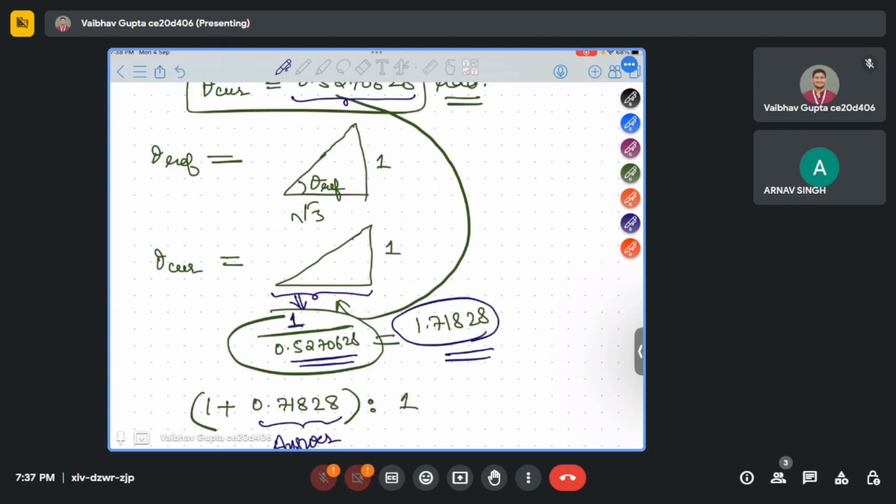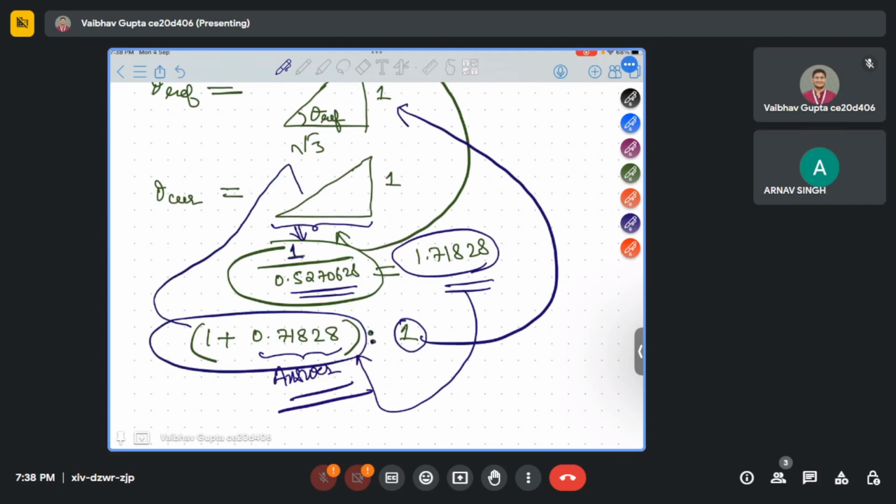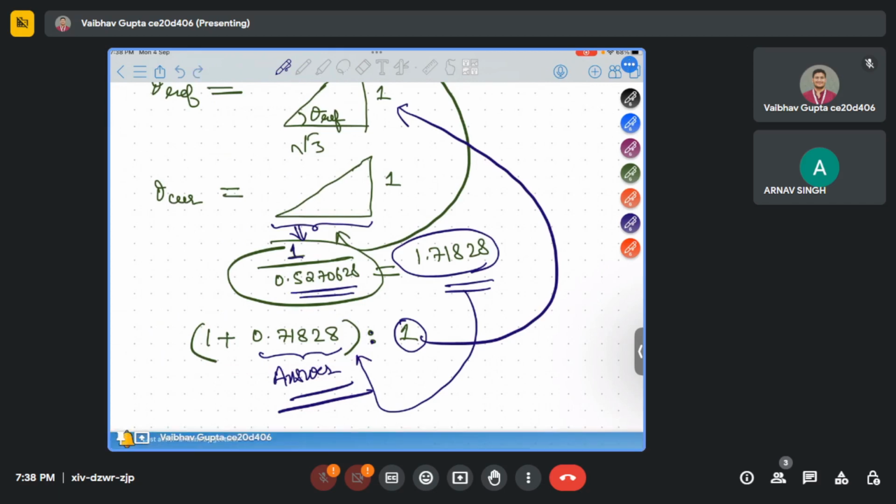This thing is nothing but 1 plus 0.71828 is to 1. This value is nothing but this value. Sorry. So 1.71828 is nothing but 1 plus 0.71828. Okay, not getting it?